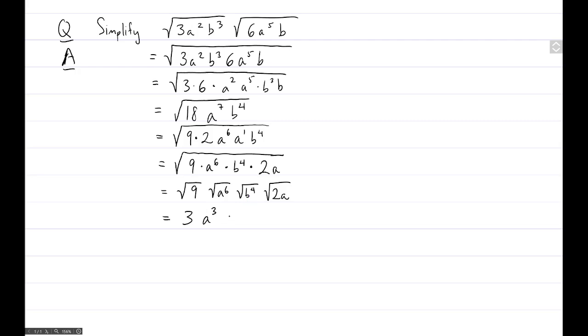Same deal here. I take that number 4 and divide by 2, so the exponent here is 2. For root 2a, there was nothing that was going to happen in there. So there's our final answer: 3 times a cubed times b to the 2nd times the square root of 2a.